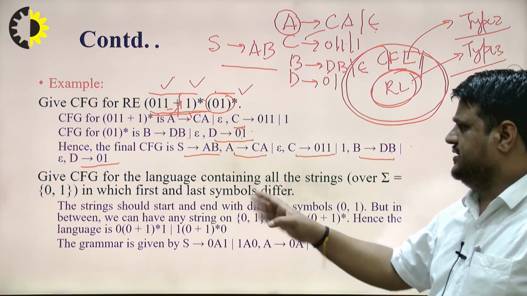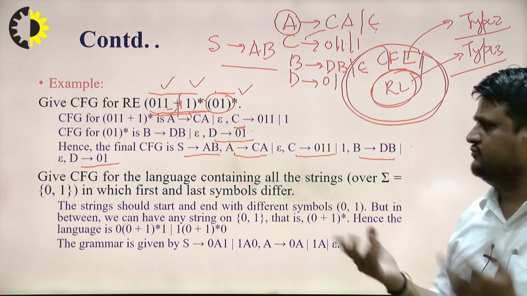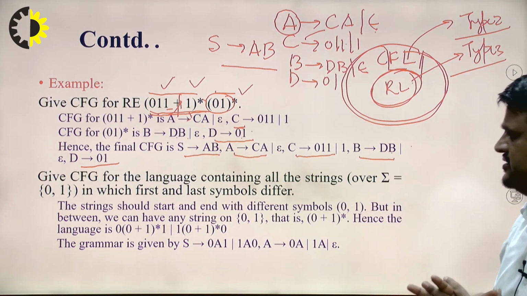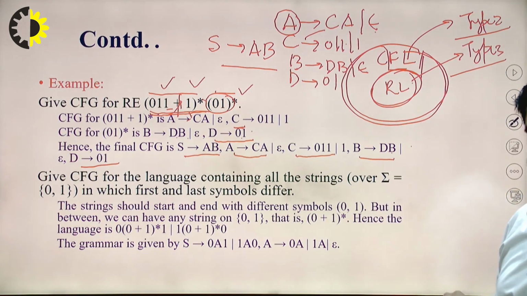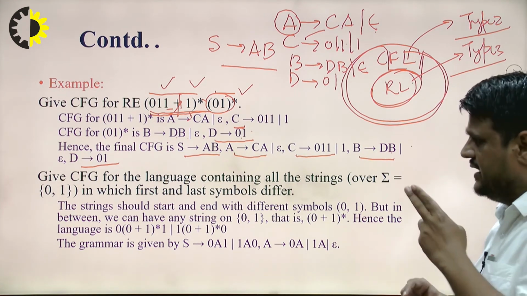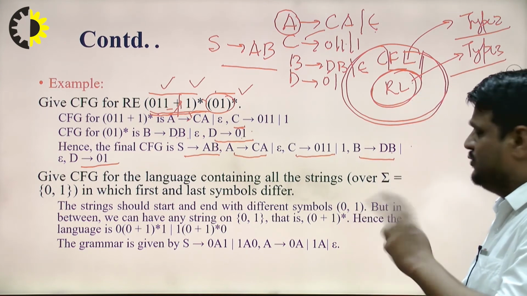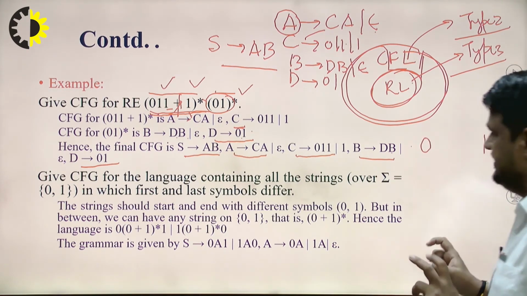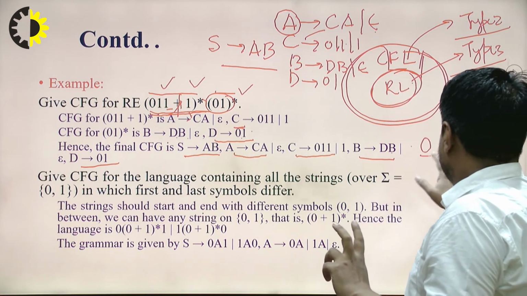In the last question, you have to find out, you have to write down the context-free grammar for the language containing the strings of 0, 1 in which the first and last symbol must be the same. So, if you think, this particular language is also denoted with the help of a regular expression. So, the regular expression will be that where first and last symbol must be different, right? First and last symbol must be different.